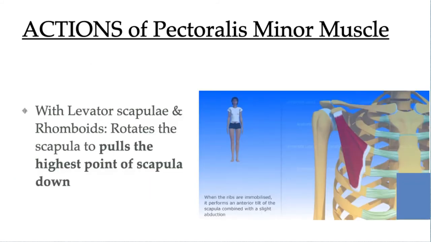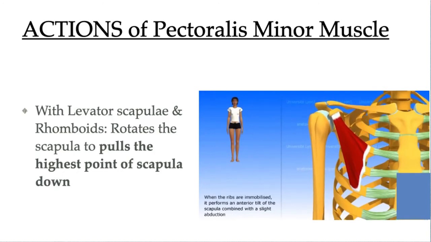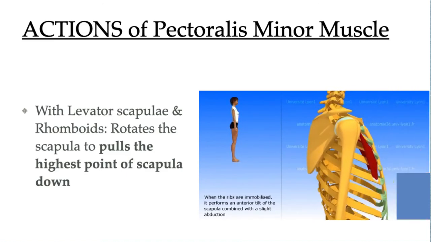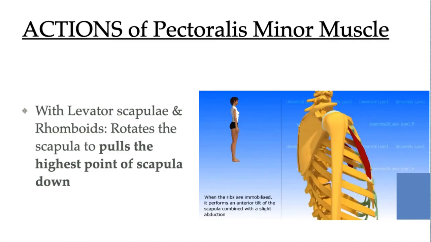The other action of pectoralis minor is that when the muscle contracts, the highest point of the scapula, which is formed by the acromial process, is pulled downward. So let us see this in the video clip on the right. Here you can see that the muscle is contracting to bring the highest point of the scapula downward. Protraction along with this movement occurs simultaneously, as you can see there.